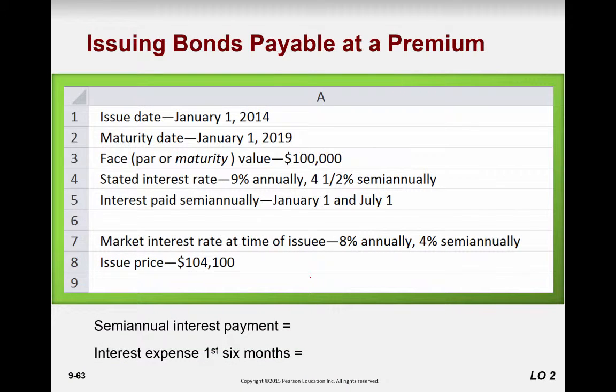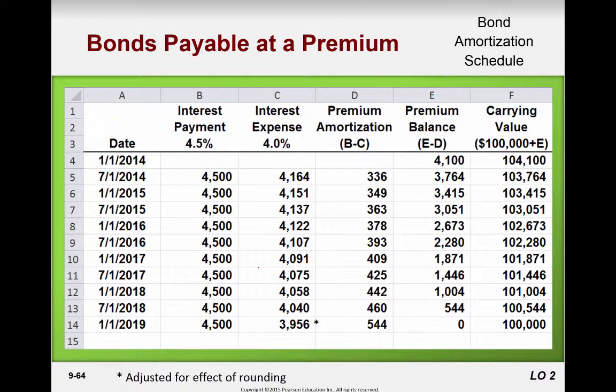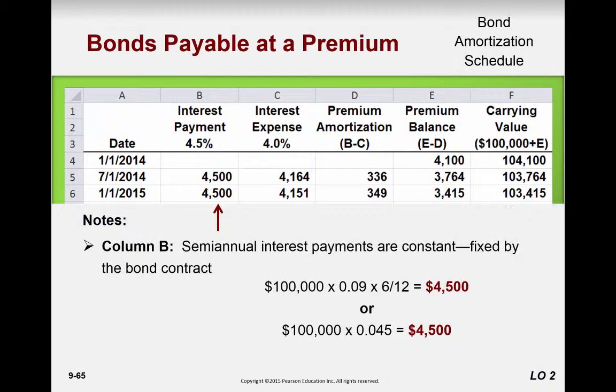So now we have our same information. Notice 9% annually becomes 4.5% semi-annually, and 8 divided by 2 is 4 for your semi-annual interest payments. So we're going to take the 100,000 for interest payment at the 9%, and then our interest expense is at the 8%, because that is our market rate. And our amortization schedule is similar. Now we start with a larger amount and a premium, but at the end we still come up with the same 0 and 100,000, which is our total bond.